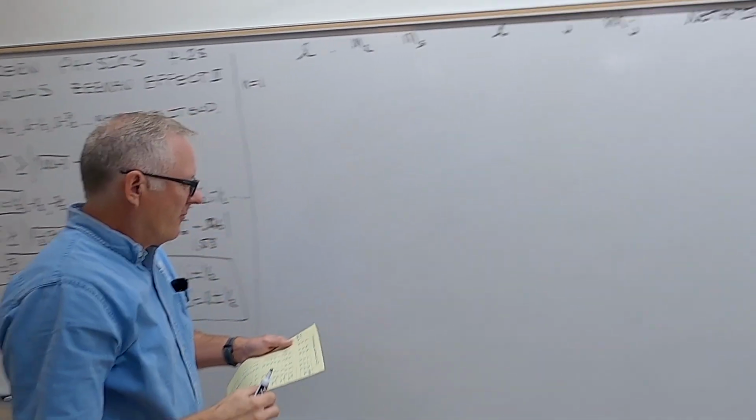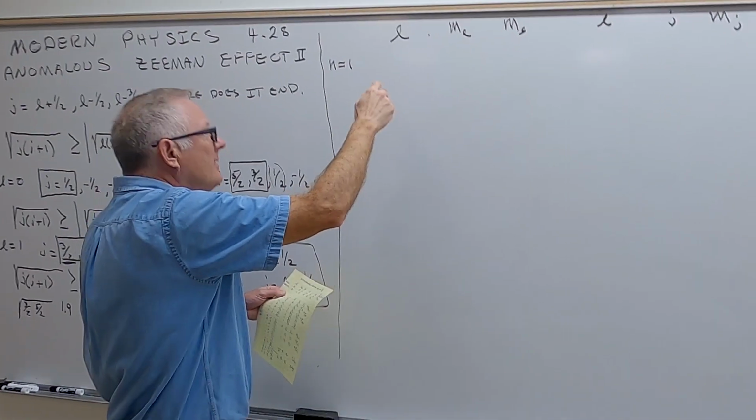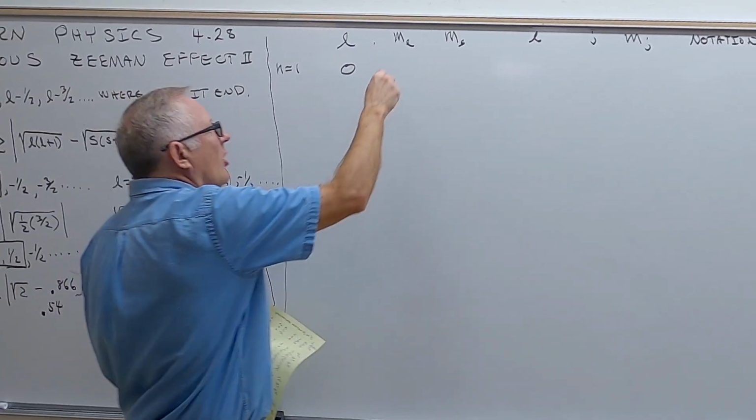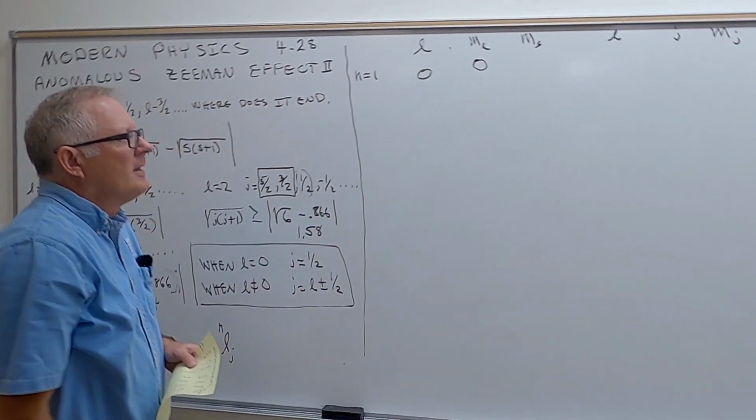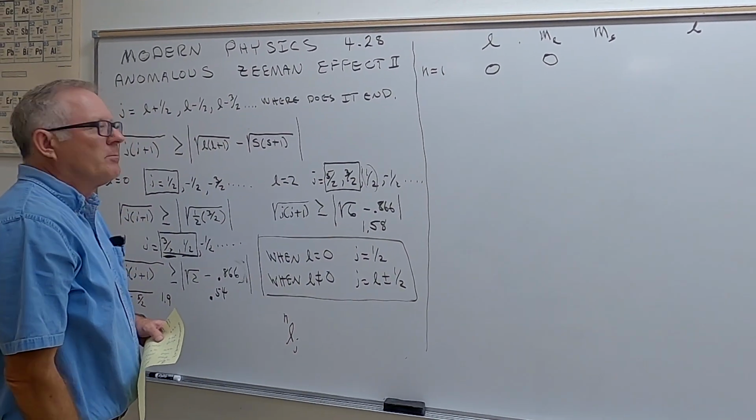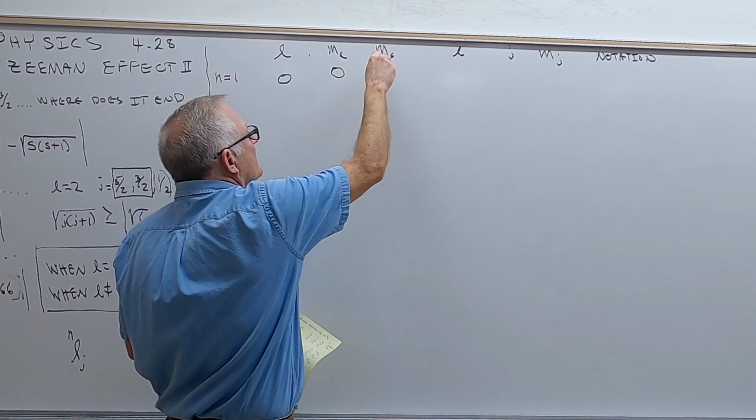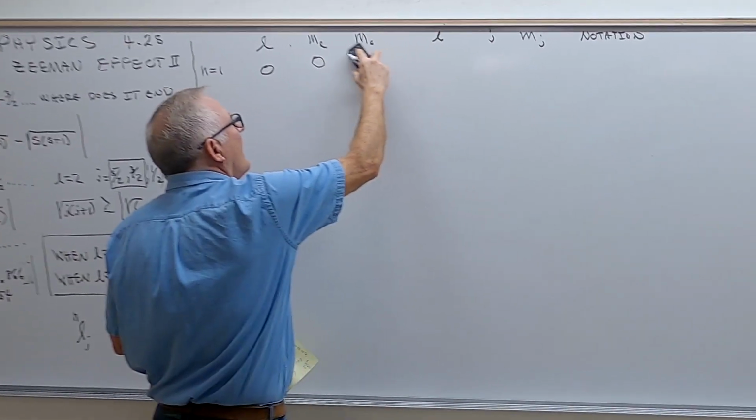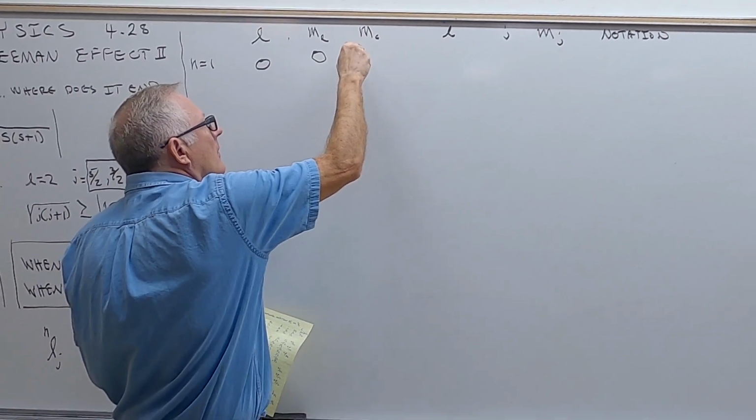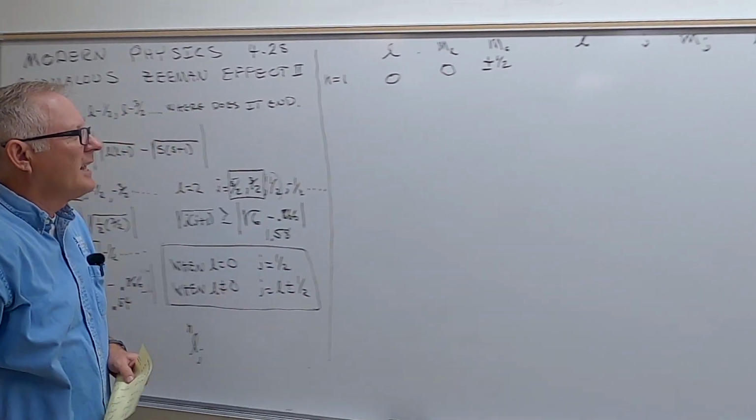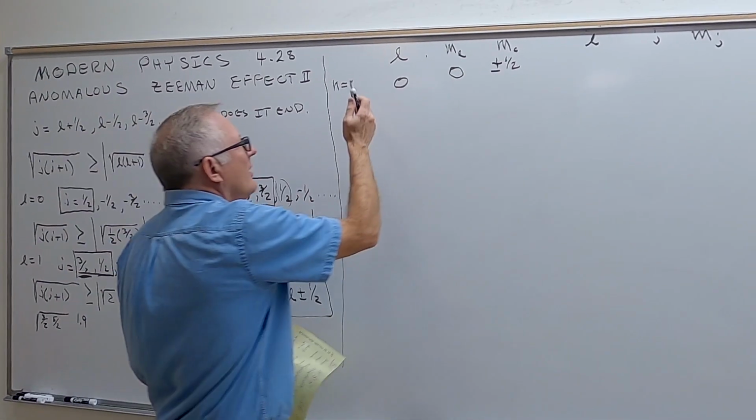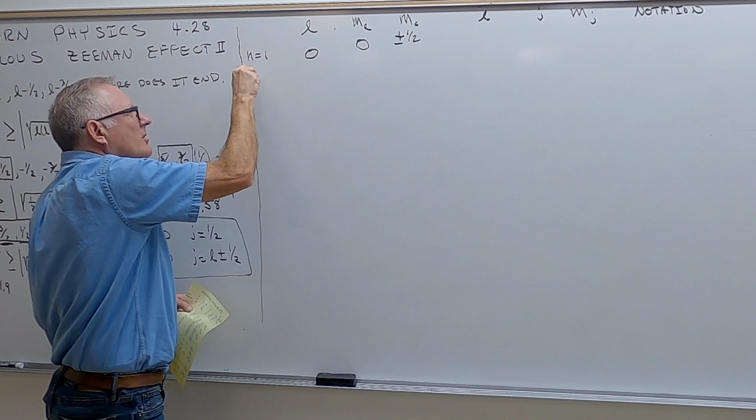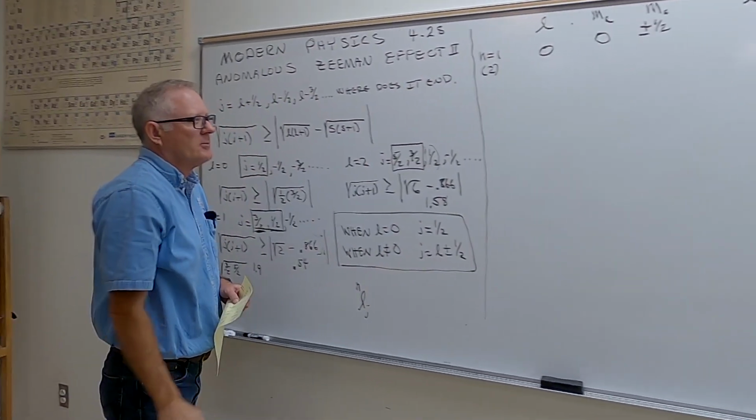Okay, so for our n equal 1 state right here, L can only be 0. That's all it can be. M sub L can only be 0. M sub S is always plus or minus 1/2. So there are two states right here. There's 1, 0, 0, 1/2, 1, 0, 0, minus 1/2. So the degeneracy is 2. So I'll put that in parentheses right there.